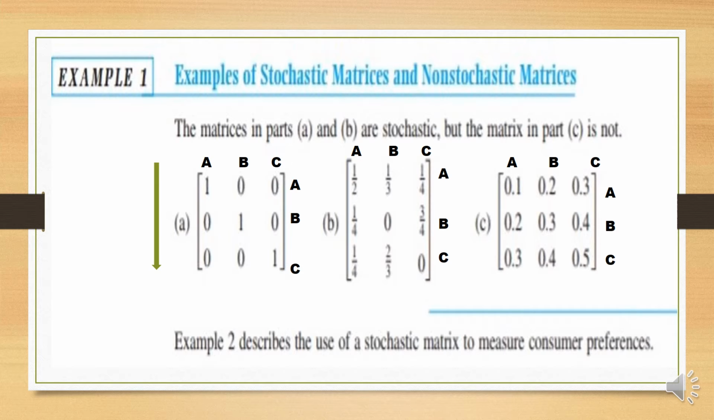While in part C, we use the same process by adding them vertically. 0.1 plus 0.2 plus 0.3 is not equal to 1. 0.2 plus 0.4 plus 0.3 is not equal to 1, and 0.3 plus 0.4 plus 0.5 is not equal to 1. So this is not a stochastic matrix, and we cannot use this to get the right result.